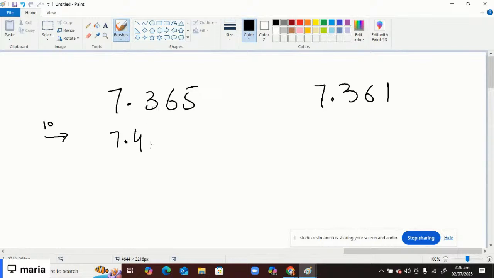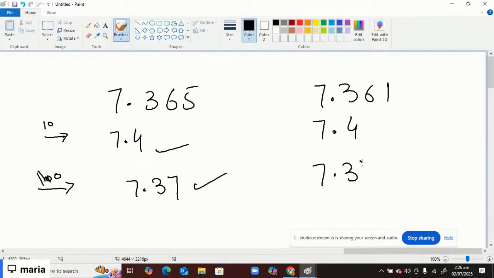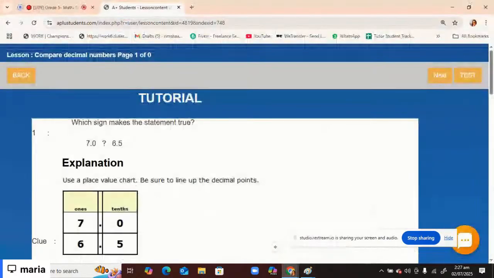That is greater than 5 basically, so we can change it into 7.4. But when we check the 100th place, this is 7.3 as it is, this is 5 or greater than 5, so this can also be changed into 7.37. Okay, this is 10th place and that is 100th place. But when we see the other one for the 10th place, this is also 7.4, and when we check the 100th place, this stays as it is, 7.36, because there is a 1 that is less than 5. Is it easy? When you practice this, it should be easy for you.